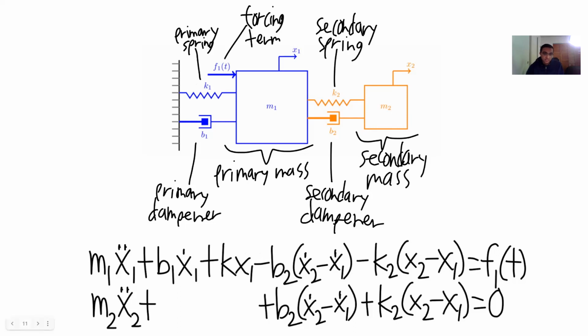Next, we have a second equation, which is formed by a similar process. It's an F-net equation, and it uses the damper between the secondary and first mass, and also the spring between the secondary and first mass. There are only 3 terms: the acceleration term, and the 2 interaction terms, which are the dashpot and the spring. That's what helps us create these 2 equations. They're simply F-net equations.